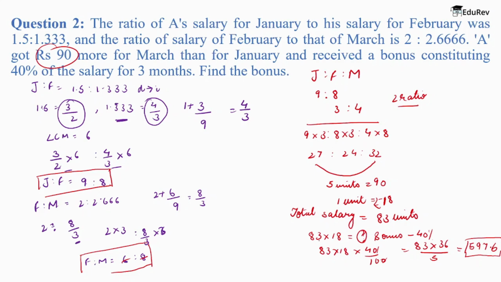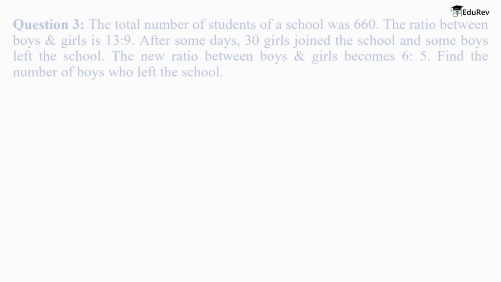So total salary will be 83 into 18. We did not calculate, and it will be easy here. And bonus is 40%. So we will also multiply it with the bonus because it is in the percentage form. So we will simplify this, and we got the total salary of rupees 597.6. So this is a very good question for understanding the concepts. Let's move on to question number 3.